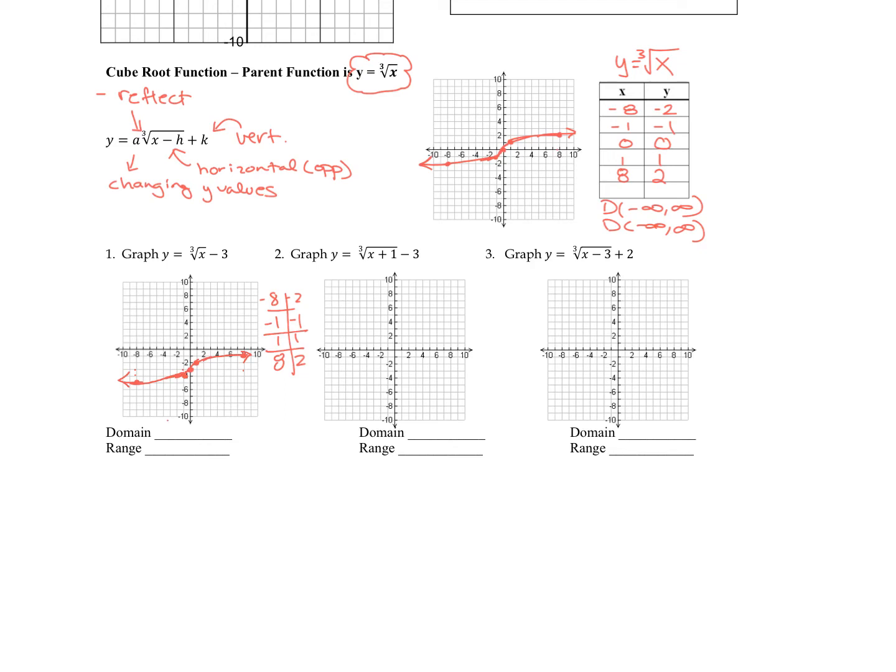And my domain and range is -infinity to infinity, because it goes left and right forever, and -infinity to infinity for my range, because it goes up and down forever. You could also use the all real numbers symbol if you'd rather.